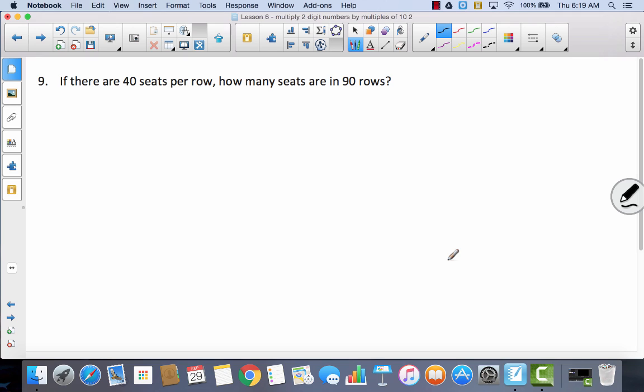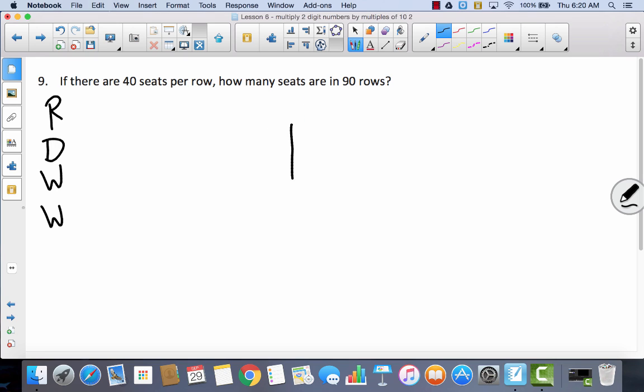All right, let's take a look at number 9. If there were 40 seats per row, how many seats are in 90 rows? So I just read the problem. So we have R, D, W, W. Now I'm going to draw something. Because we've been drawing area models in this problem set, I'm going to draw an area model. I could also draw a place value chart, and I could show that 40 times 90 is what it's equal to using a place value chart too. But I think I'll go ahead and do an area model.